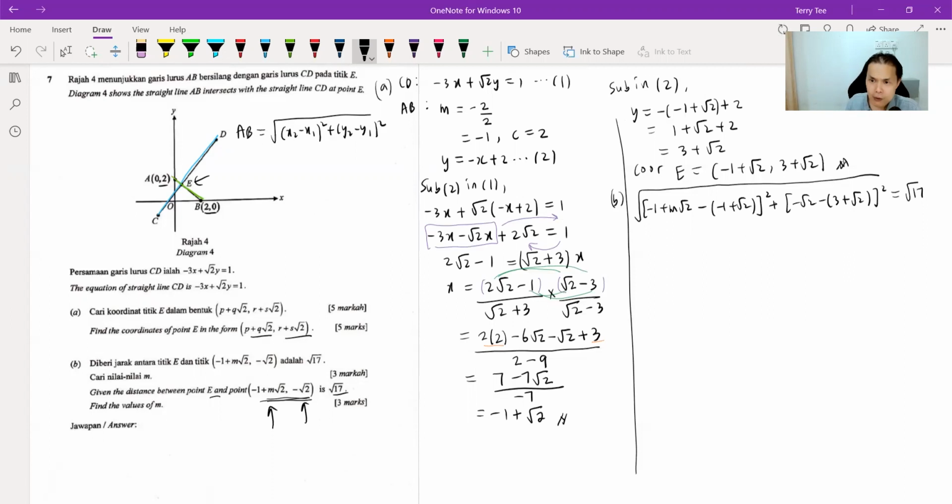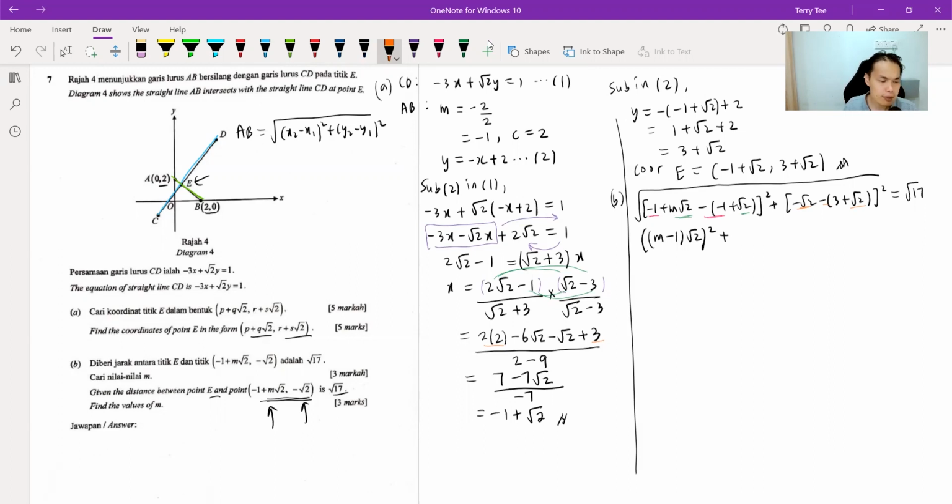Now we can simplify whatever is inside the bracket first. I hope you can see that −1 minus −1 is going to give us 0. I still have this m√2 minus √2. So I'm going to put it together. m√2 minus √2 is (m − 1)√2. Then you need to square it. And as for the second one, I have minus 2 minus √2.